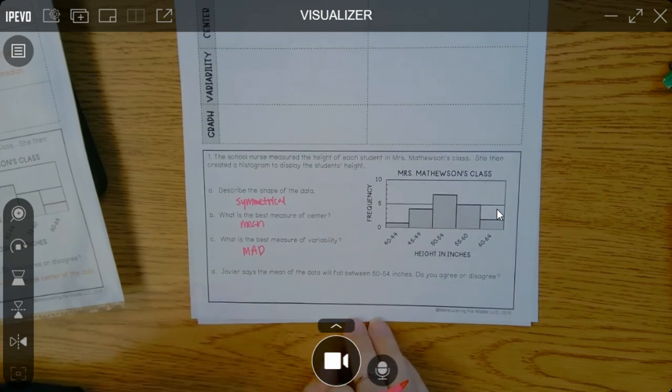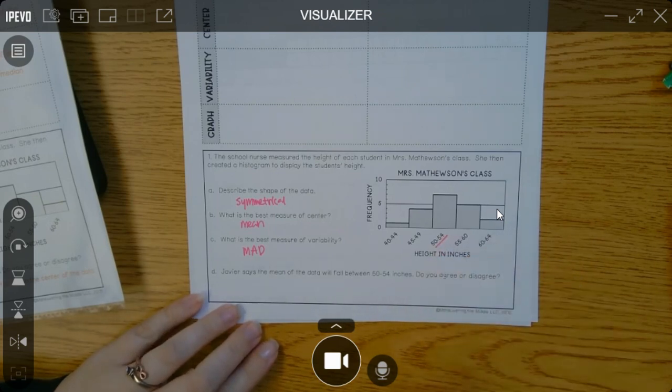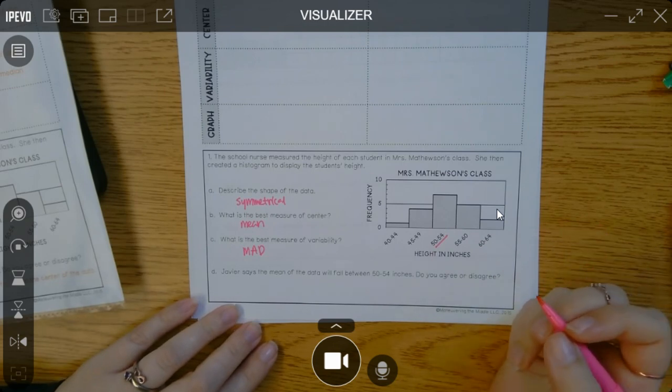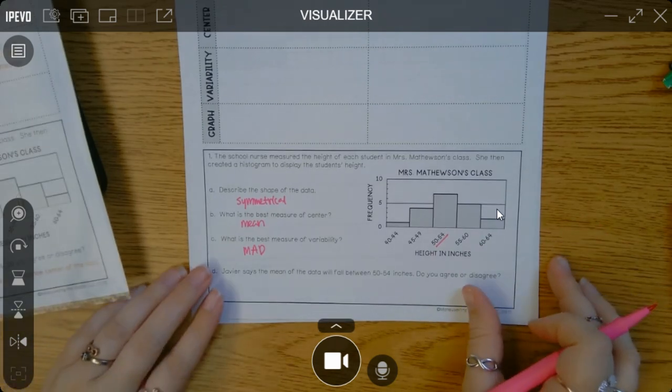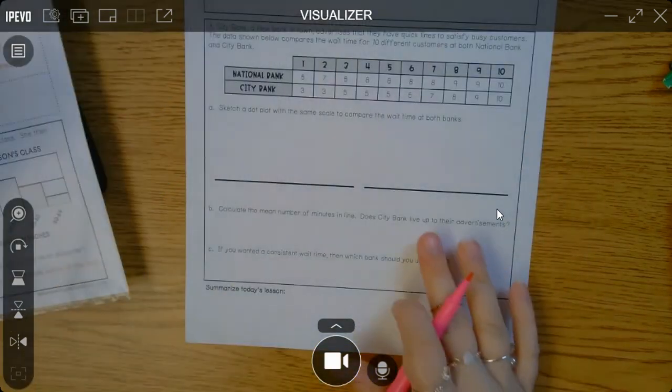Javier says that the mean of the data will fall between 50 to 54. Do you agree or disagree with that? Yeah, since it's symmetrical, the majority of the data is going to fall in that large peak in the center. So yeah, I agree. Okay, let's go ahead and take a look at the next page.